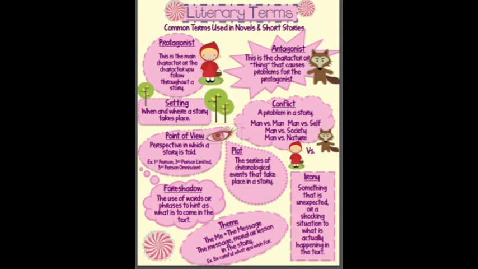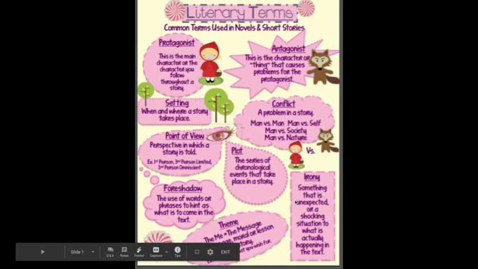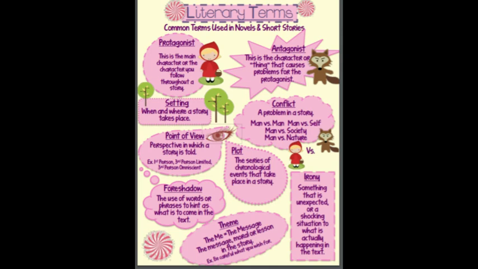We've talked about foreshadowing. That's when they give you a hint of what's to come. We have talked a million times about the theme, the message or the moral that the author is trying to teach you. And then irony, that is something unexpected or a shocking situation compared to what is actually happening in the text.